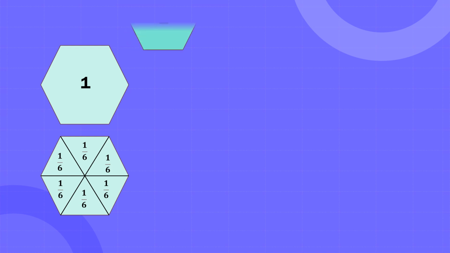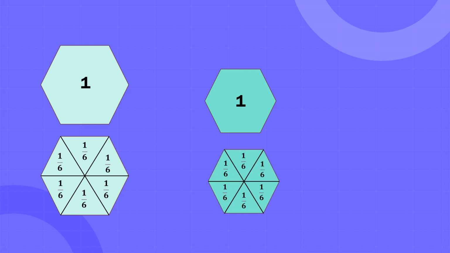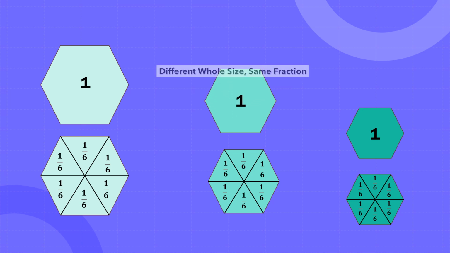Now, look at this hexagon. It's smaller than the first one, but it's still a hexagon. So let's divide it into 6 equal parts. It's also 1 over 6. Here's another hexagon, even smaller. Again, we divide it into 6 equal parts. Each part is still a 1/6. Amazing, right?